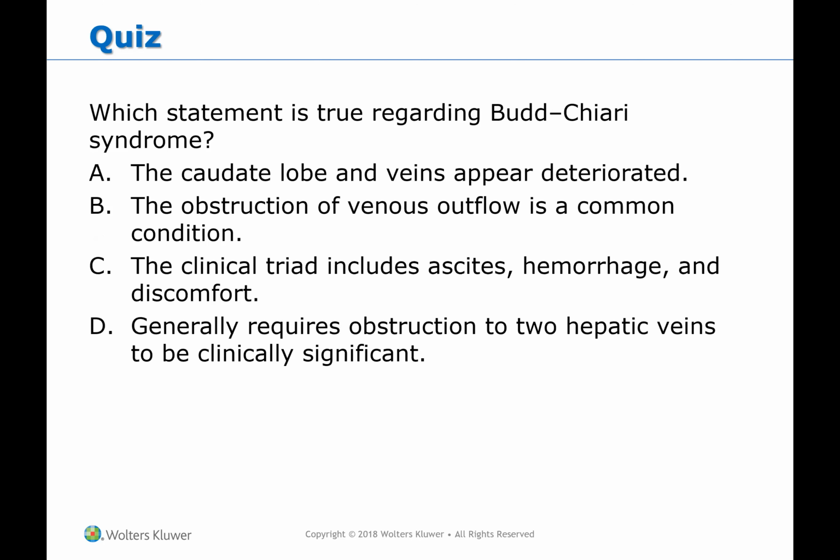Which statement is true regarding Budd-Chiari syndrome? The caudate lobe and veins appear deteriorated. That's not true. The obstruction of the venous outflow is a common condition. The clinical triad includes ascites, hemorrhage, and discomfort, and generally requires obstruction of 2 hepatic veins to be clinically significant. If you said D, you are correct. The clinical triad that is going to be occurring is ascites, hepatomegaly, and abdominal pain.